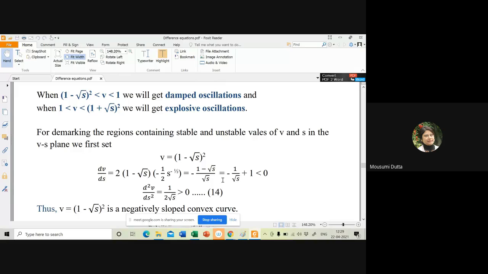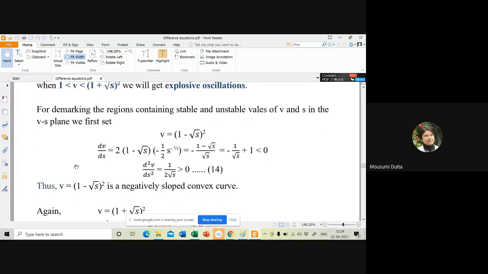Could you complete? Yes, ma'am. Getting the same result? Okay, so in that case, we can argue that V is equal to 1 minus root S whole square is a negatively sloped convex curve. For the second part, please do on your own. Consider the equation V is equal to 1 plus root S whole square.